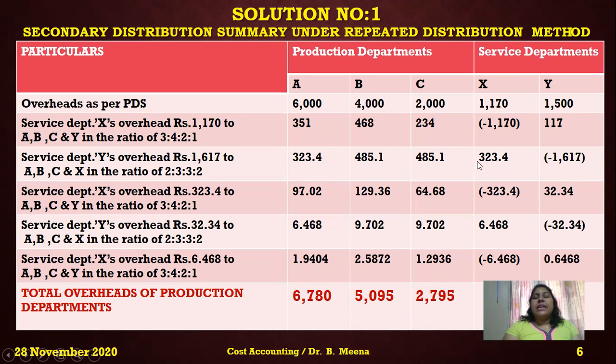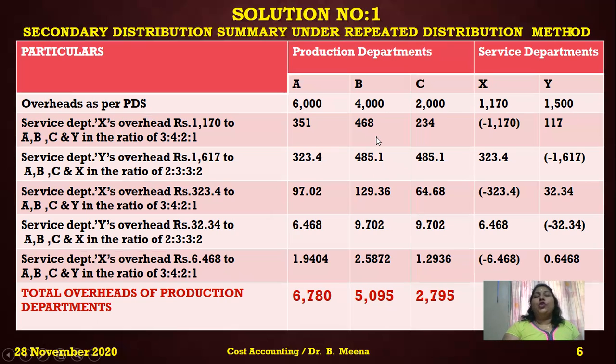Then I will take the X overhead. How much did I get now? 323.4 to A, B, C, and Y at the ratio of 3 is to 4 is to 2 is to 1. So this process will keep on continuing till I get 0. That is the feature of the repeated distribution method. In the next step, service department X overhead 6.468 to A, B, C, Y, at this stage only, I'm getting 0. Then I'll stop redistributing the service departments' overhead.